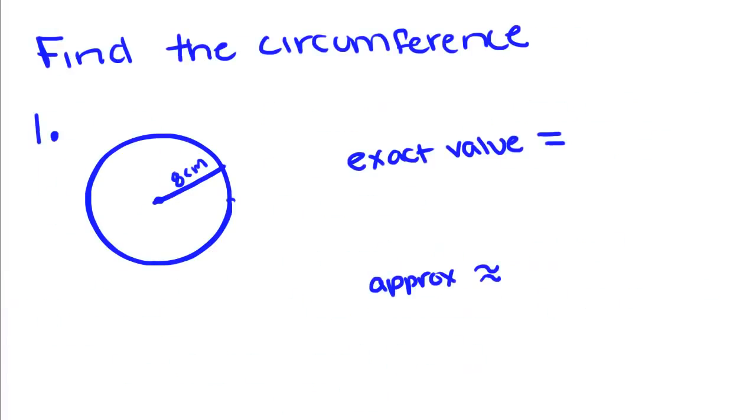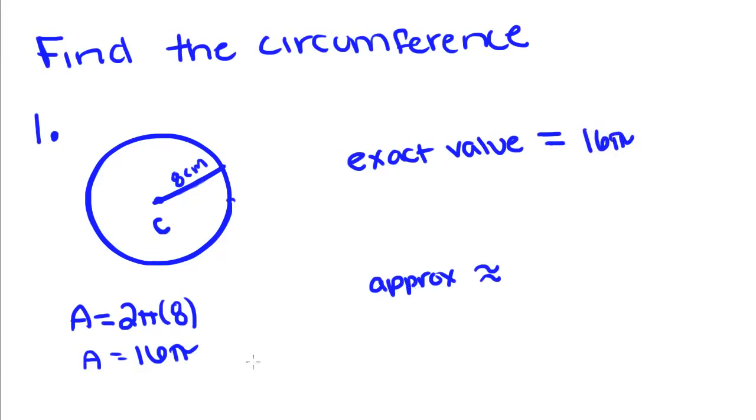So now we're going to do some more examples. Find the circumference. So this is the center of the circle. So this is the radius. So to find our circumference, we're going to take 2 pi r. So for an exact value, we'll get 16 pi. For an approximation, we'll get 16 times 3.14. If you plug that into a calculator, you'll get 15.24.